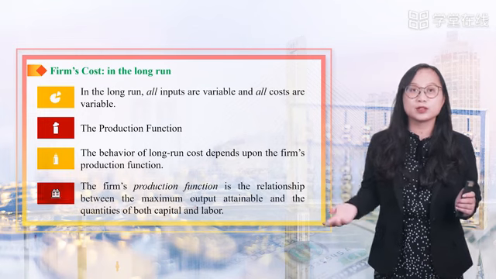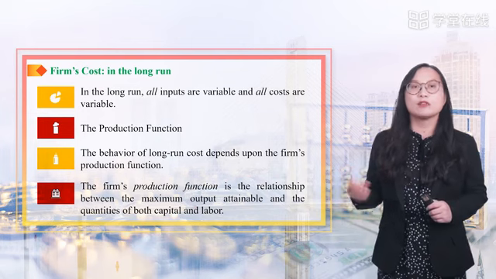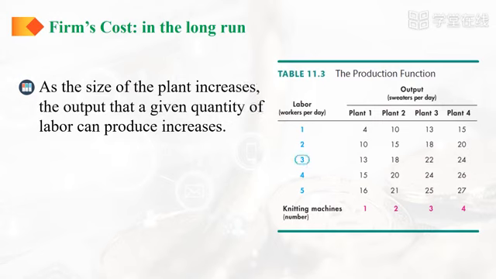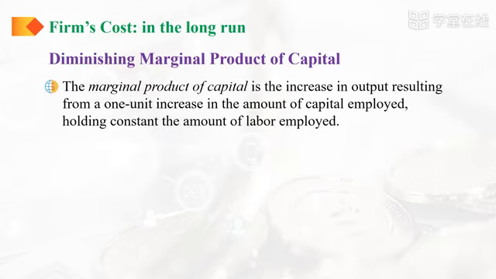The production function is a relationship between the maximum outputs attainable and the quantities of both capital and labor. As shown in the table, when the size of the plant increases, the output that a given quantity of labor can produce increases. But for each plant, as the quantity of labor increases, diminishing returns occur. The marginal product of capital is the increase of output resulting from a 1 unit increase in the amount of capital employed, holding constant the amount of labor employed.